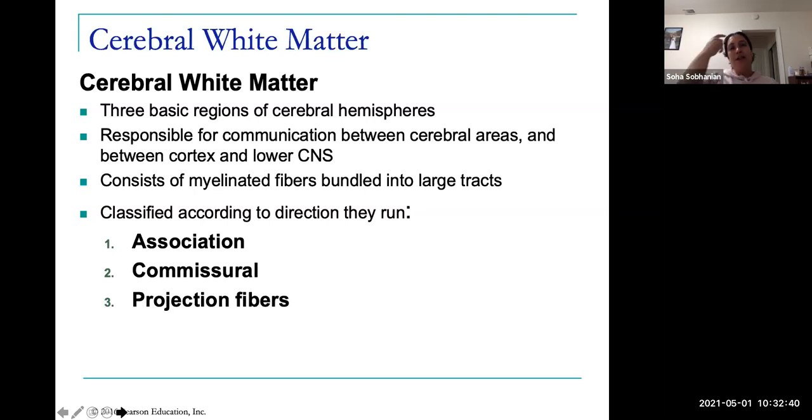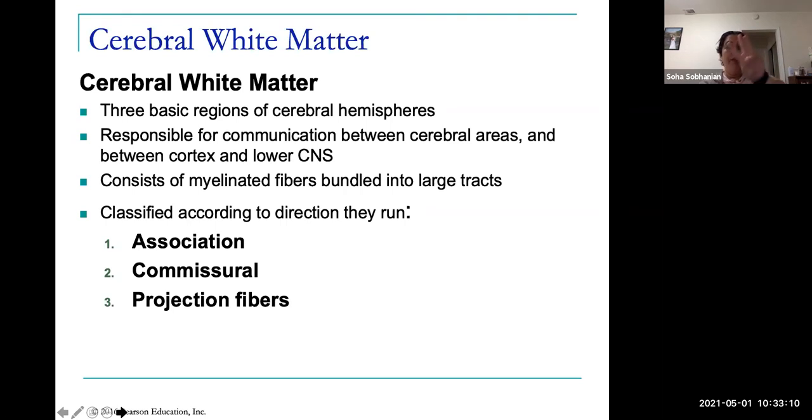So frontal lobe wants to communicate with parietal, parietal wants to communicate with temporal, temporal wants to communicate with occipital, etc. So you have communication within each of your lobes. That's one type of communication. Second type of communication is the right side of your brain wants to be able to communicate with the left side of the brain. So you want to have cross connection.